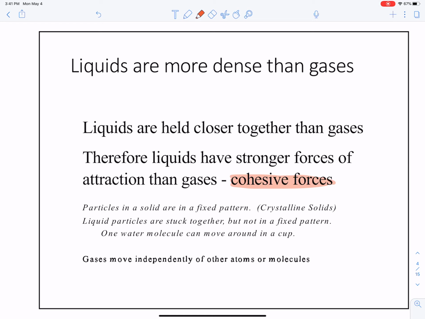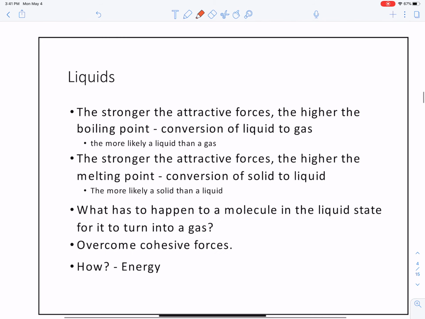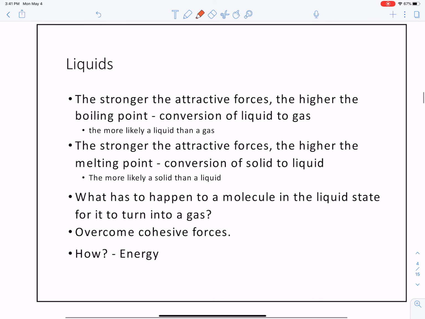So particles in a solid are in a fixed pattern. They're crystalline. Liquid particles are stuck together, but they're not in a fixed pattern. We can move one molecule throughout a cup. Gases move independently of the other atoms or molecules, but oftentimes with these liquids, they have to kind of get passed around. So the stronger the attractive forces, the higher the boiling point. In other words, to convert a liquid to a gas, it takes a lot of energy to do such things. So it's more likely to be a liquid than it is a gas. Water is one of those things.